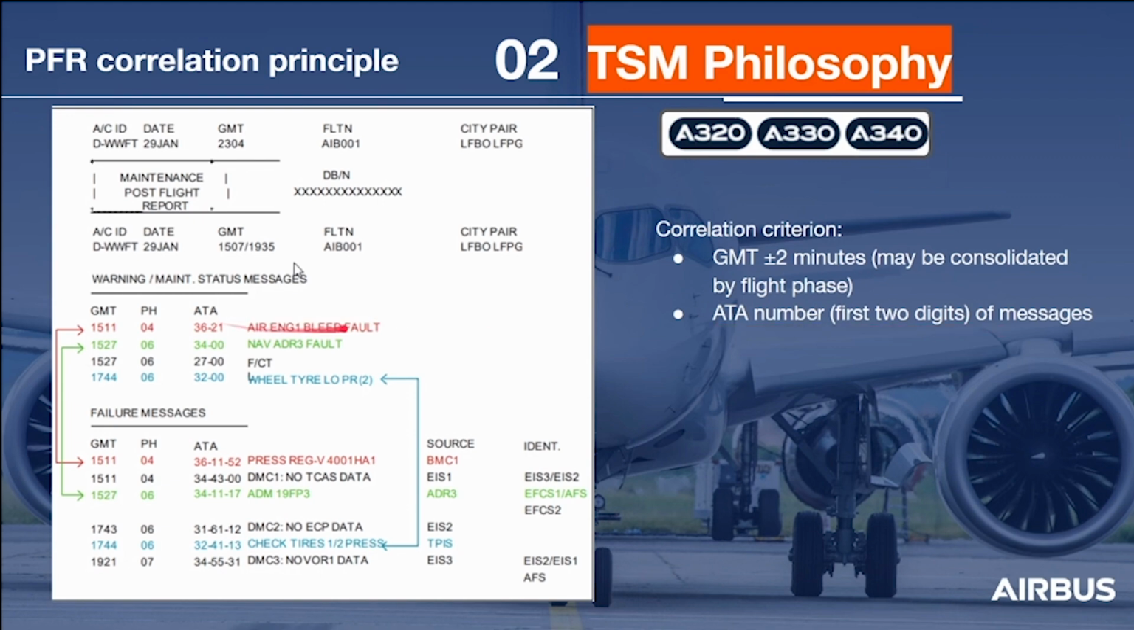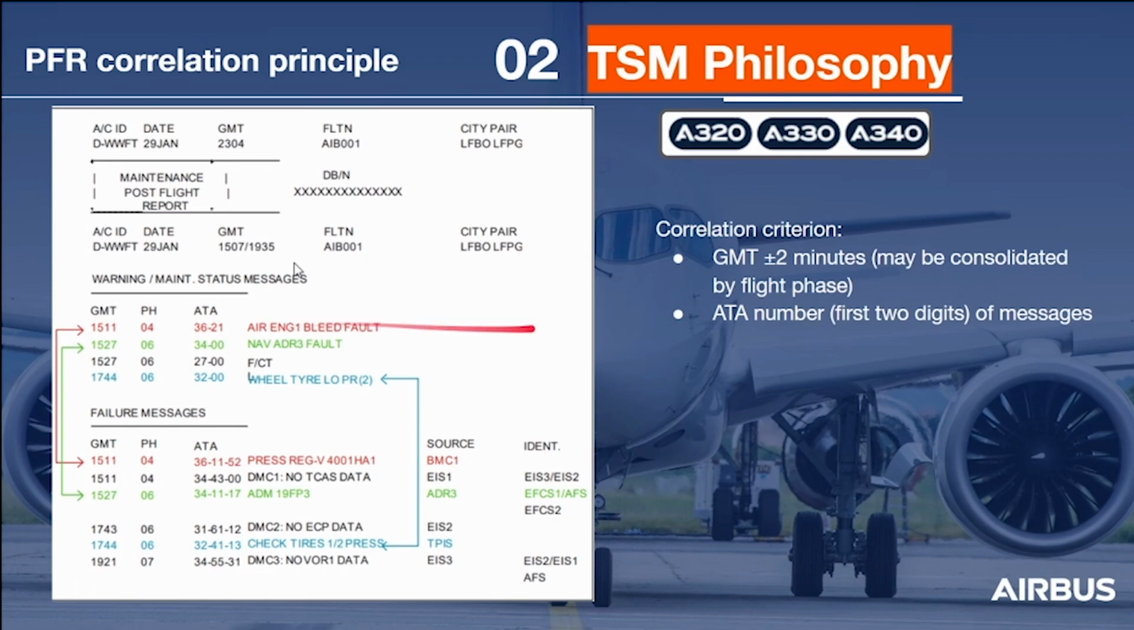As you can see here, we have an ECAM warning, AIR ENG 1 BLEED FAULT, linked to ATA 26 bleed system at GMT 1511. This ECAM warning is associated with the maintenance message PRESS REG V, which has the same ATA chapter and the same GMT. So this fault will be a class 1, because we have a maintenance message associated to an ECAM warning.